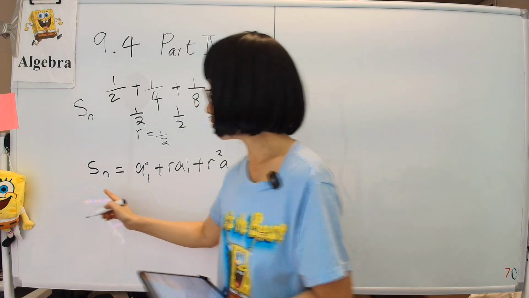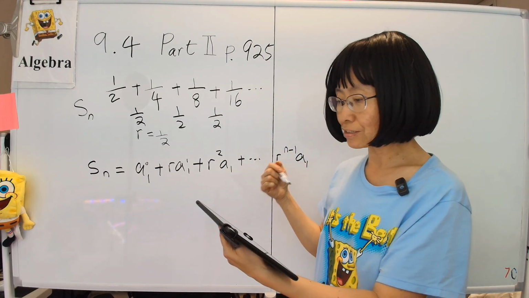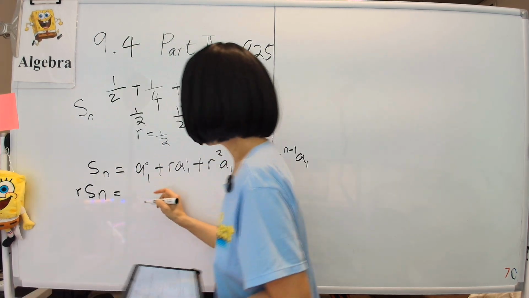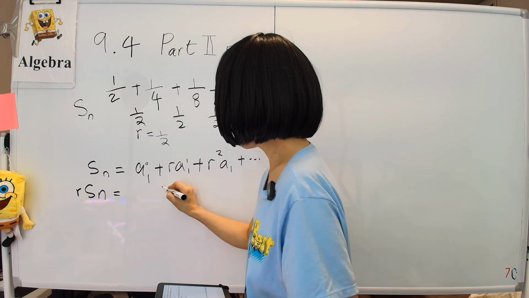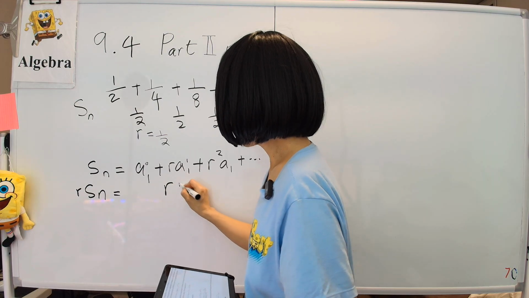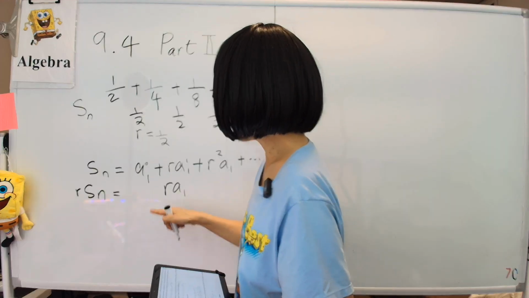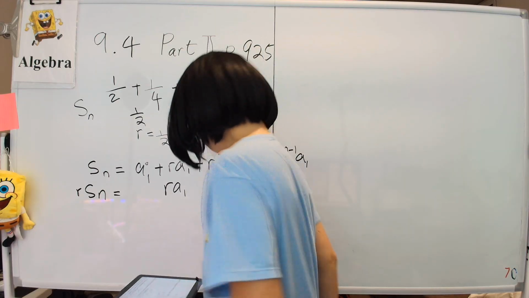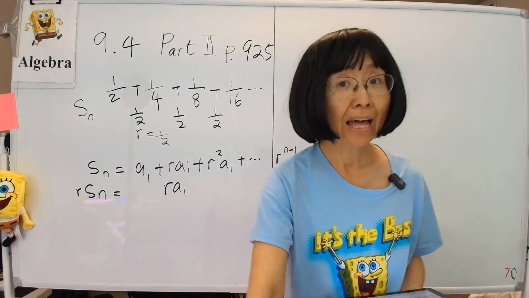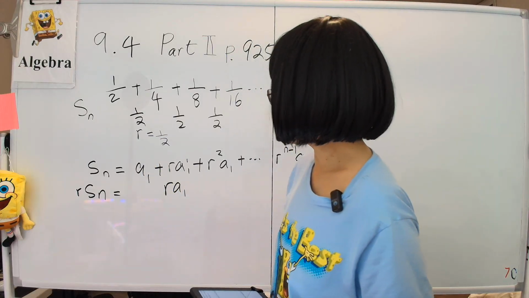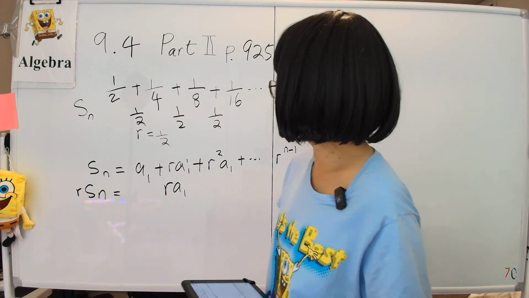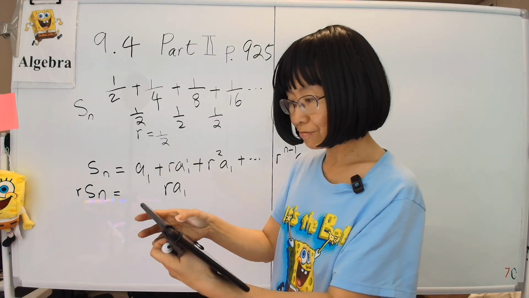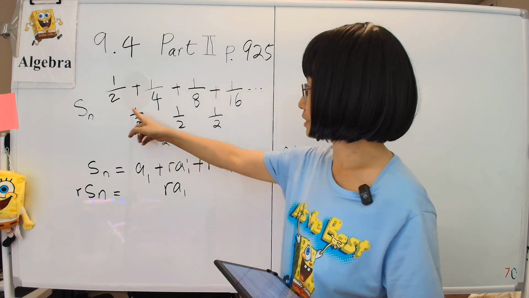Now we're going to derive the formula for Sn, and we're going to pull this trick. We're going to multiply R times Sn. And what would that give us? That will give us R times A1. Actually, I said that wrong earlier. Anything to the power 0 will be 1. The point is, the first one is just A1, the first number, which in this case is 1/2.